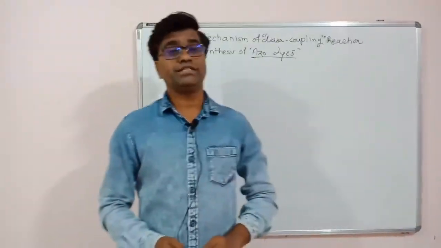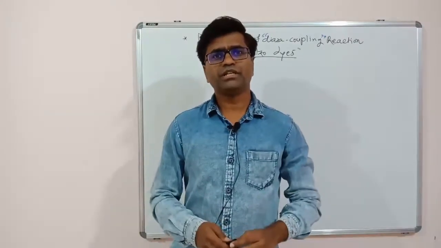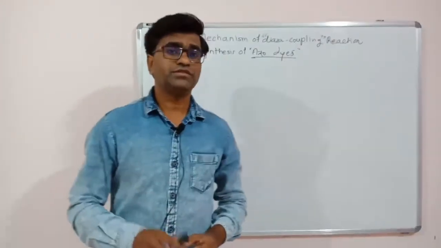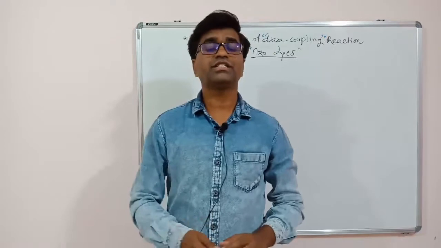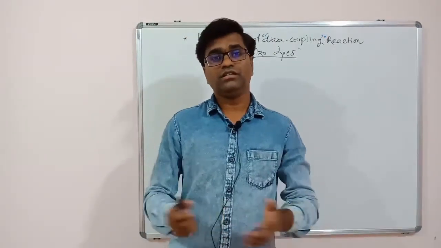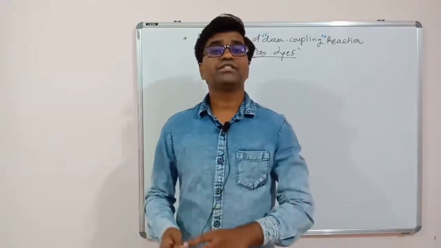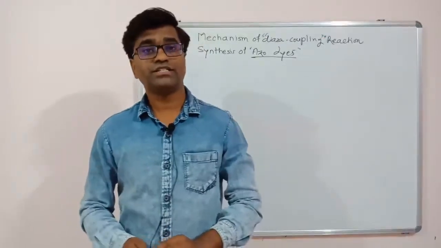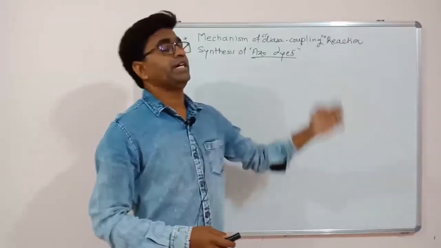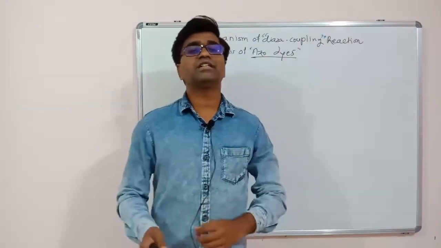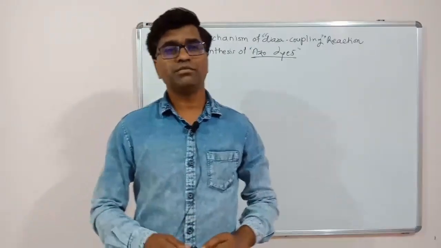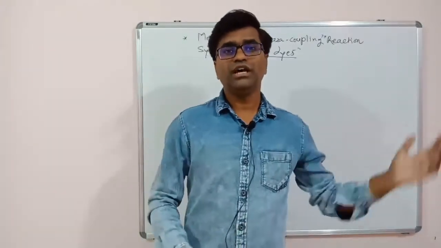azo dyes. So friends, if you remember in organic qualitative analysis, there is one test, that is the test for primary amines. The observation is what? Orange dye stuff. So that orange dye stuff is an azo dye. Whatever colors are obtained for aromatic compounds are mostly azo compounds.